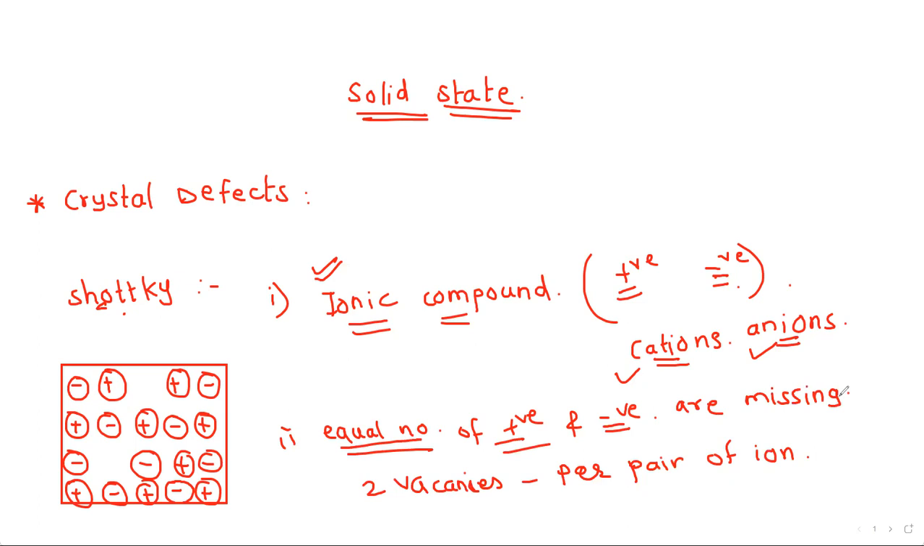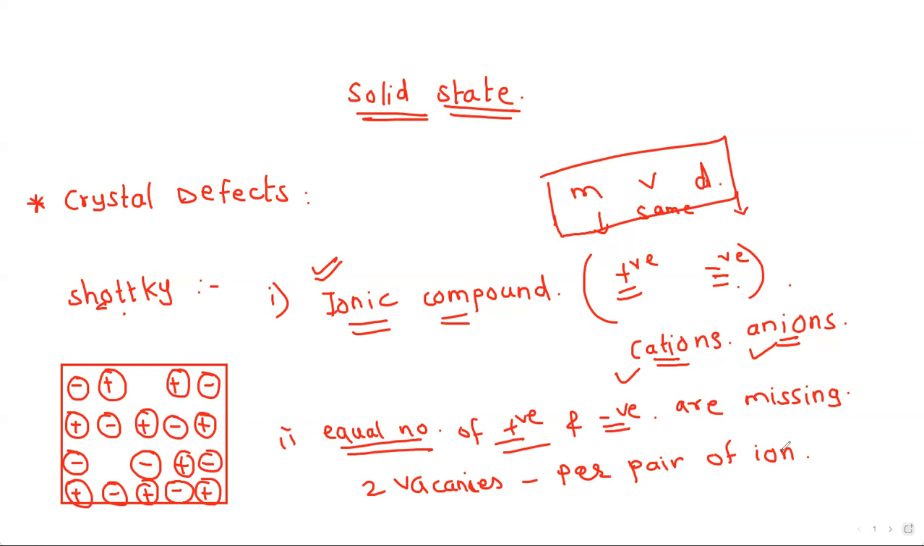Now, what happens to mass, volume, and density? As we always discuss mass, volume, and density in the case of defects. Basically, one positive and one negative ion is missing, so mass will definitely decrease, and volume will remain the same. And what about density? If mass decreases, density will also decrease. So these are again very important points regarding this defect.